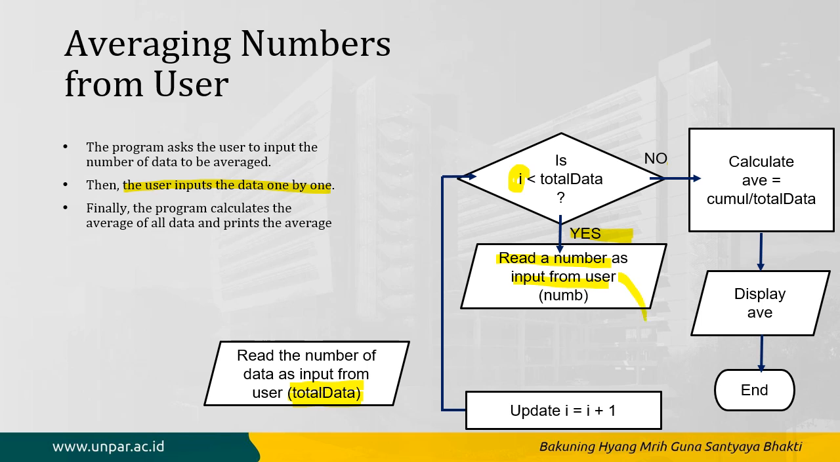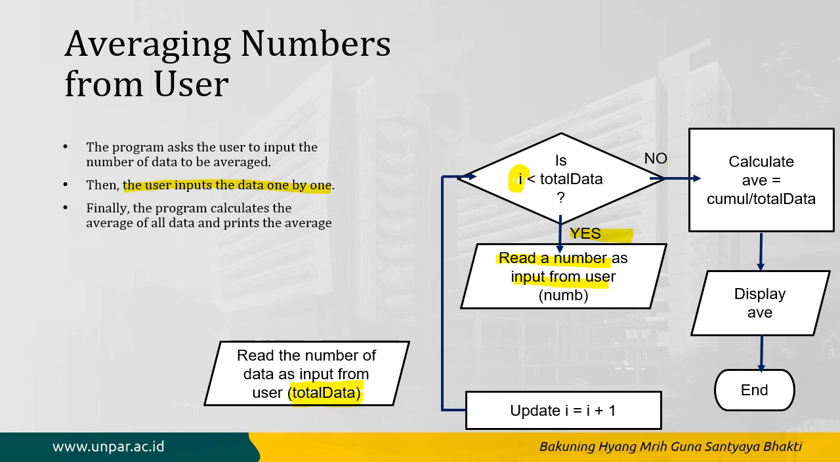Each time we have inputted a number, we need to update I, saying like, oh, I have inputted one more number. That's why it is I equals I plus 1 here. Because each time we have inputted one more number, our I should also be increased by 1. Okay, because again, the reason is that we have now inputted one more number. So I must be updated.